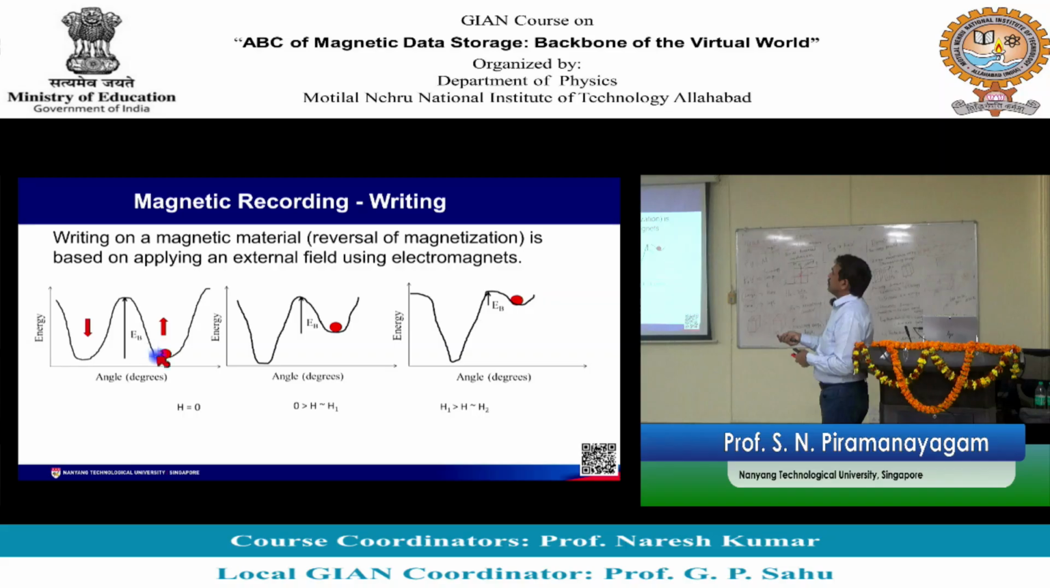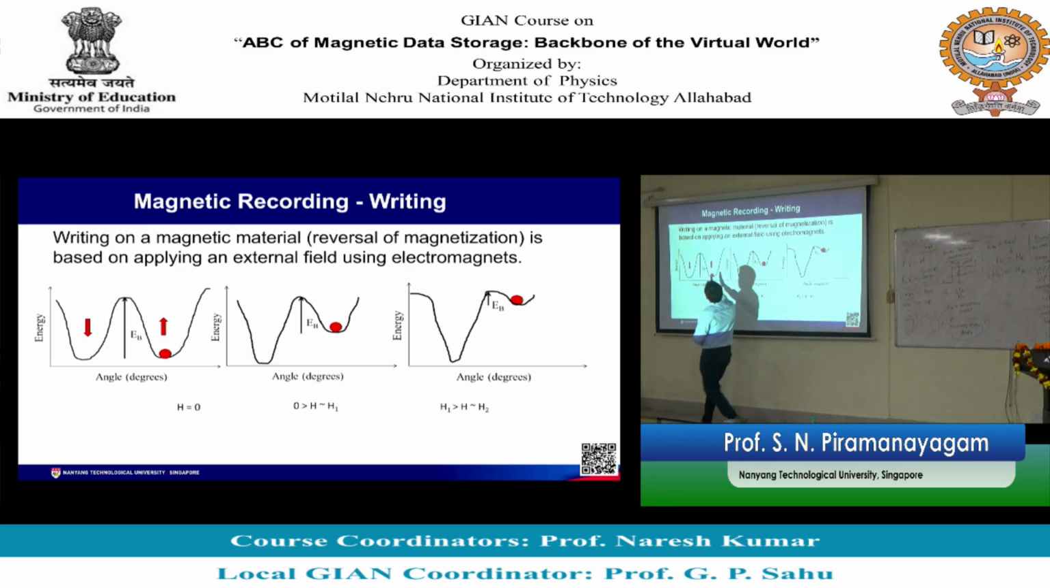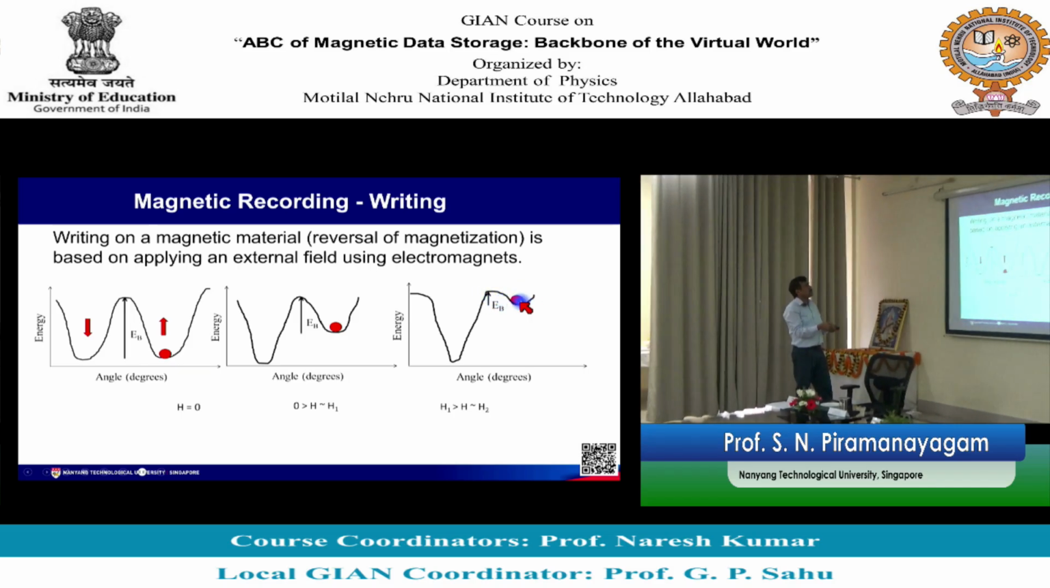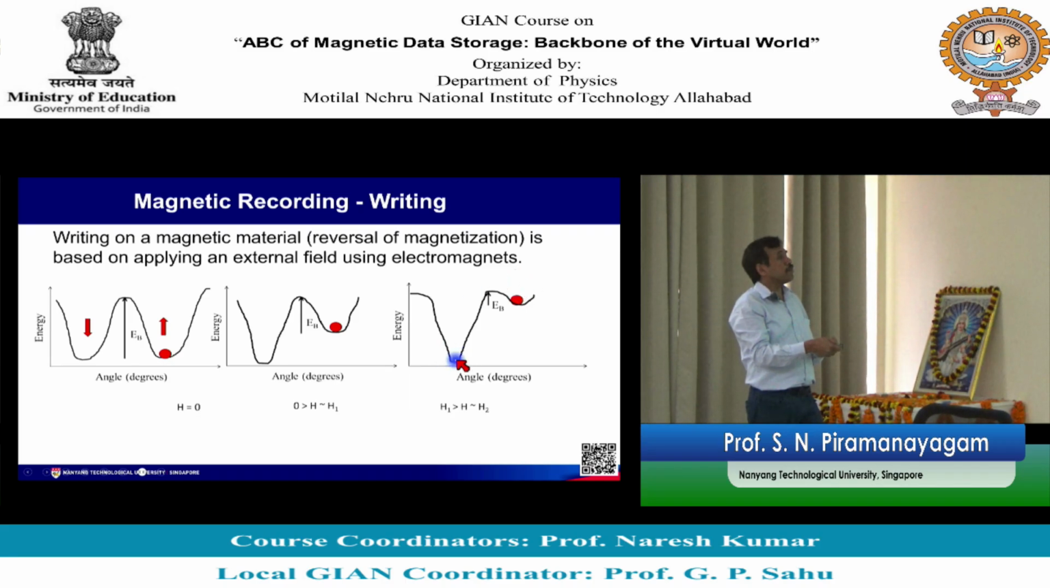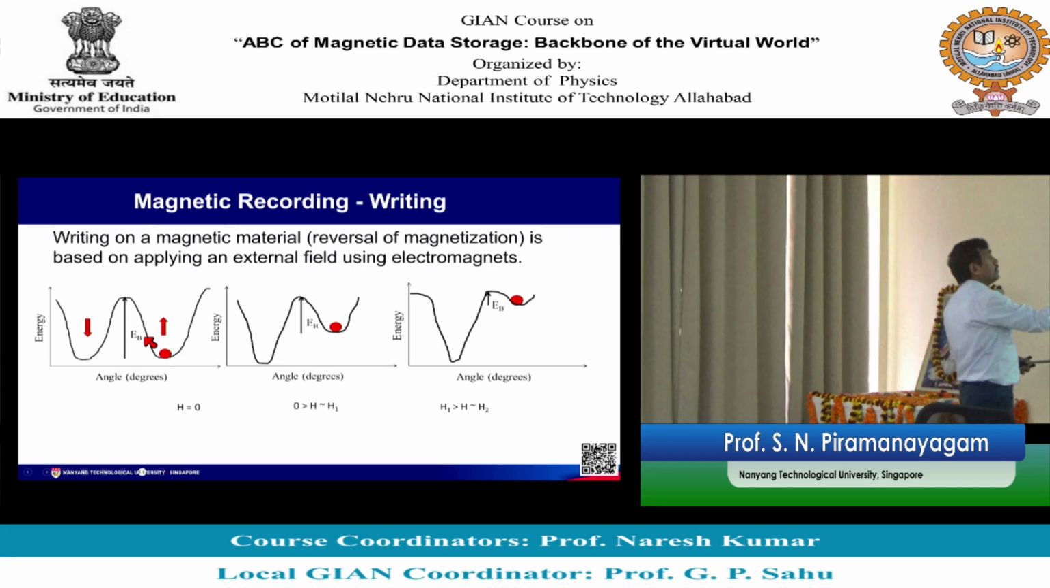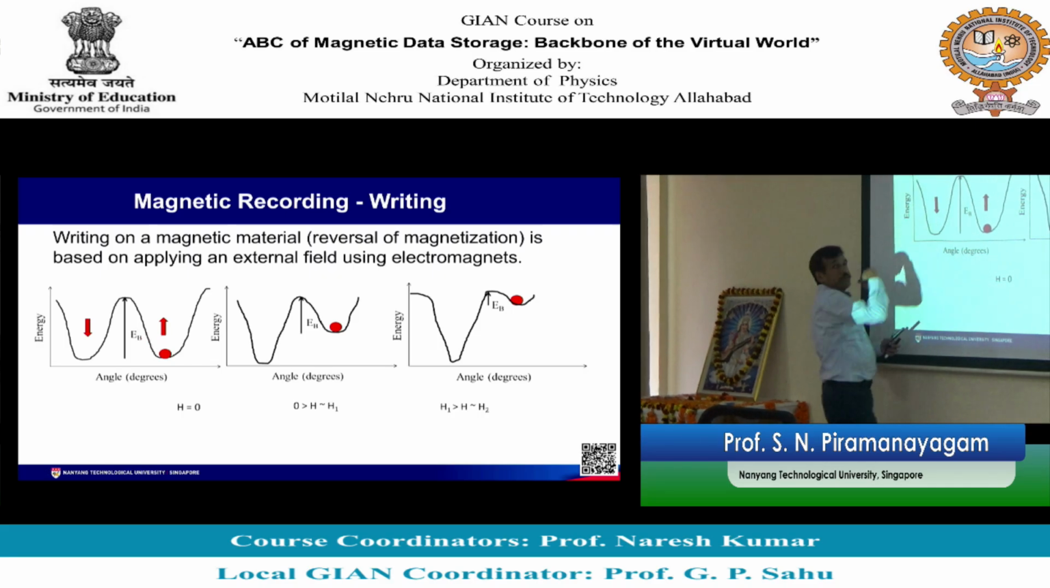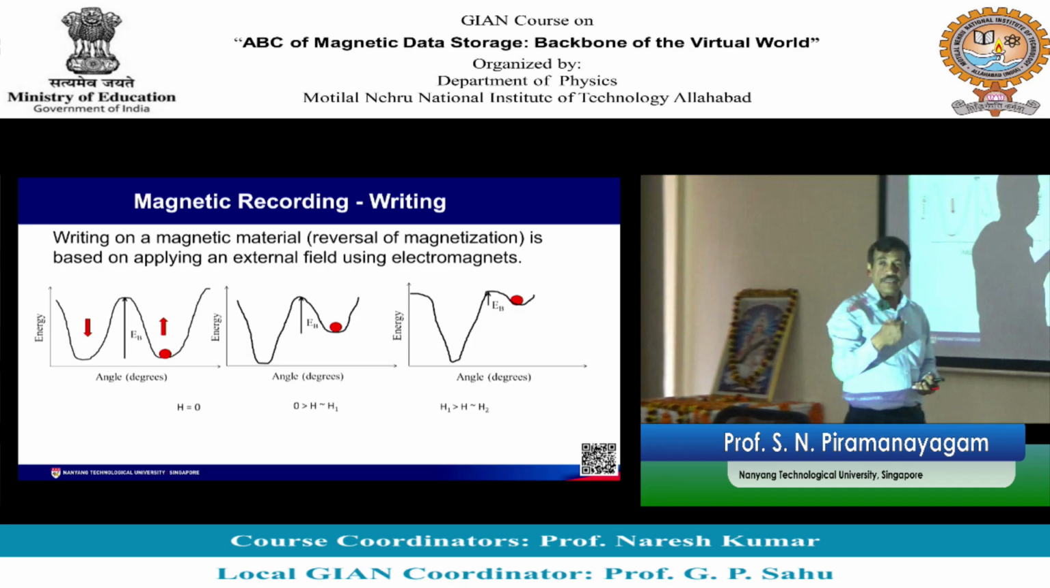Let's say we apply a magnetic field in the opposite direction. The magnetization is pointing up, and I am applying a magnetic field in the opposite direction. Then this configuration will become unstable. The energy of the system keeps going up. At one point you can notice that the energy barrier vanishes. Then the system will go from this unstable state to the stable position, which means the particle will switch from magnetization up to magnetization down. So this is what happens when we write information.